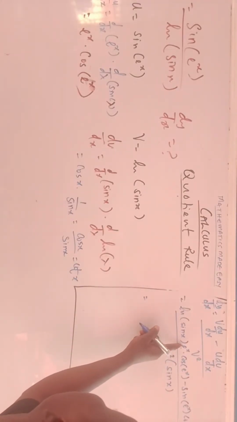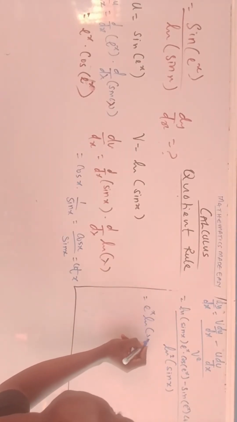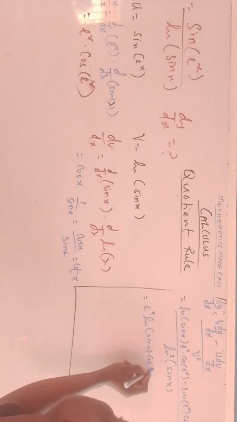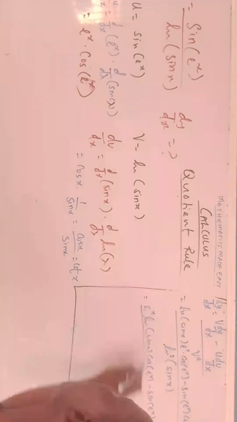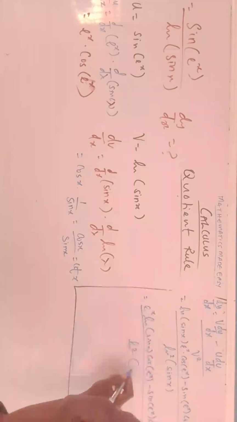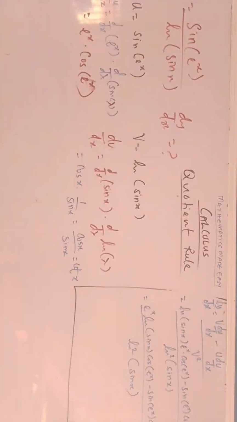So I can factor out this exponential x right here. So I have exponential x, natural log of sine x, multiplied by cos exponential x, minus sine exponential x times cot x, then everything over natural log of sine x squared. So can we see that this is actually beautiful and nice? All right. So that is that about that one.